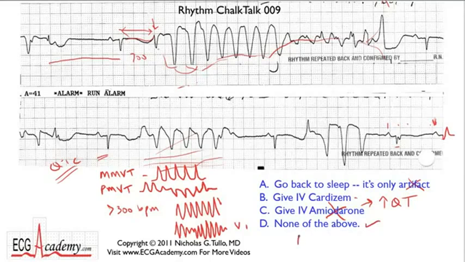What you would give for Torsade is magnesium. That's right, a couple of grams of magnesium will help to settle this down. Of course, you remove the offending agent, and you get the patient stabilized in intensive care. It's a serious problem, but it is reversible. So that's Chalk Talk number 9.